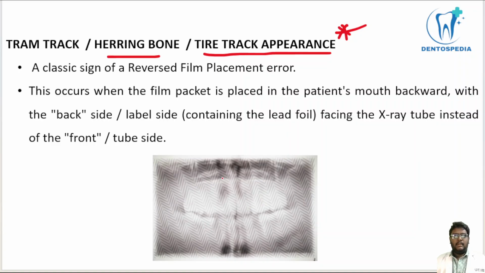Usually the lead paper has a certain kind of appearance. There might be certain serrations or design on the lead paper, and that design will be replicated on the radiograph if the label side is placed towards the cone side. So that's why it's important to ensure that the cone side of the film is placed towards the X-ray exposure. Okay.